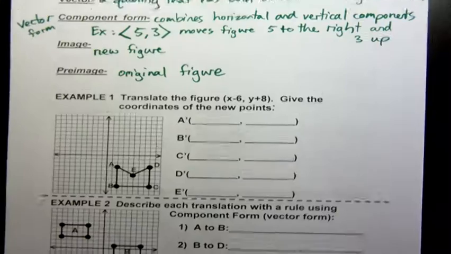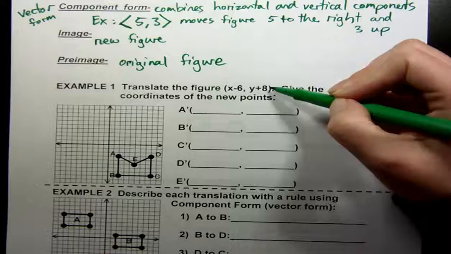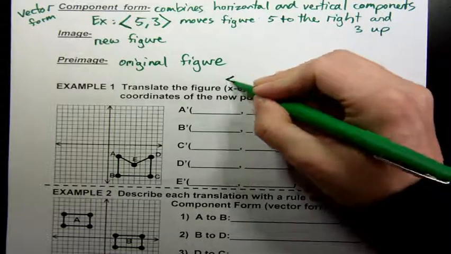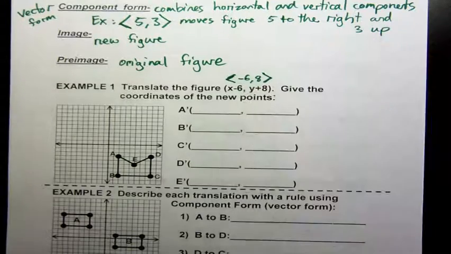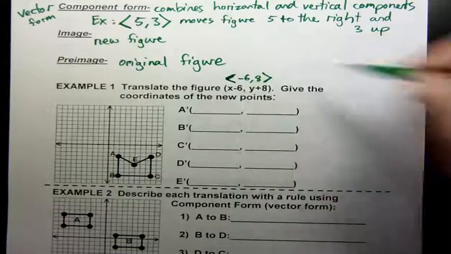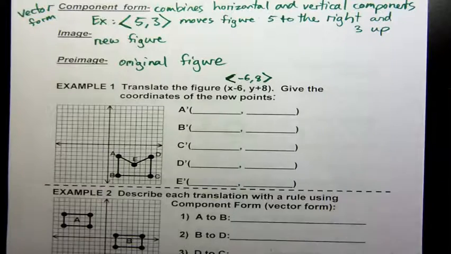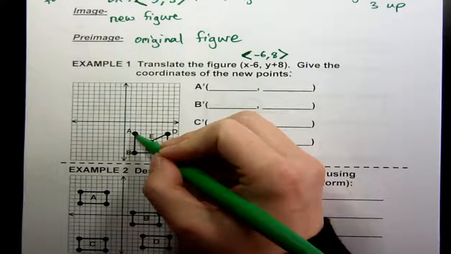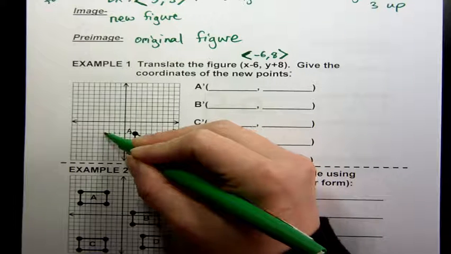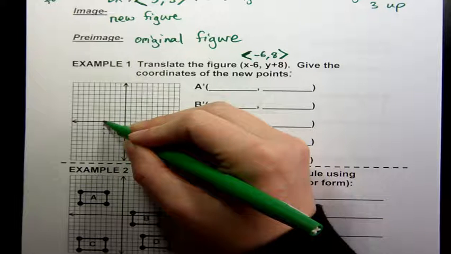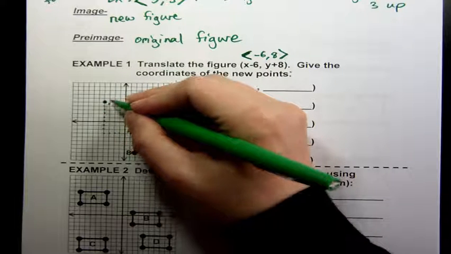Alright, so when we're doing translations, sometimes it's written like this, telling me x minus 6, y plus 8, or that could be written out in vector form as just -6, 8. And so the difference is, it's just a format difference. So if it has these, that's our vector form. That's the way it's written out. So there's 2 ways we can do this. We can count in the graph and just take point A and count backwards 6, and then up 8. And that is our A prime.